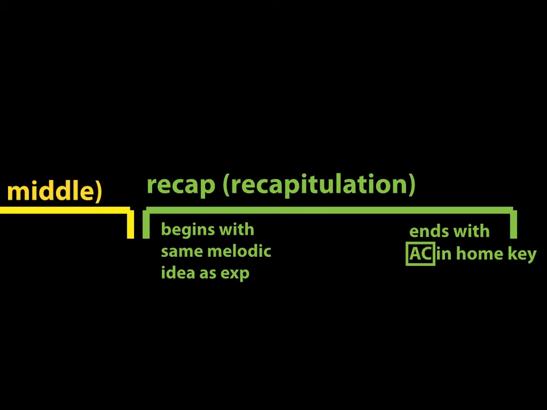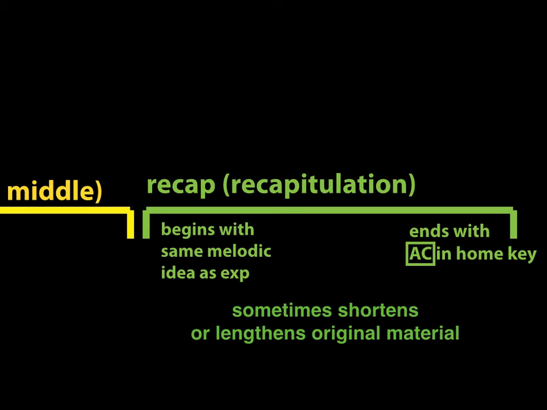Second, the recapitulation always ends with an authentic cadence in the home key. This means that if the exposition ends with an authentic cadence in a non-tonic key, in other words, in a new key, the recapitulation will somehow have to be adjusted in order to stay in the home key and end back home. Sometimes the recapitulation restates the opening material and then ends pretty quickly and shortens the original material from the exposition. Sometimes it lengthens it. It adds extra insertions or extra digressions and lengthens the form. Both are possible.